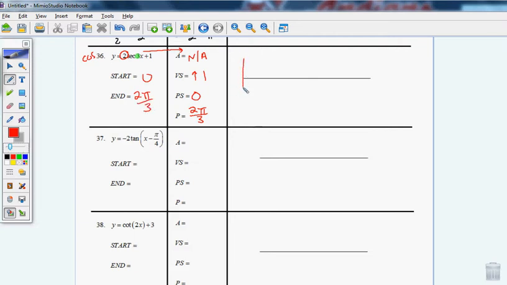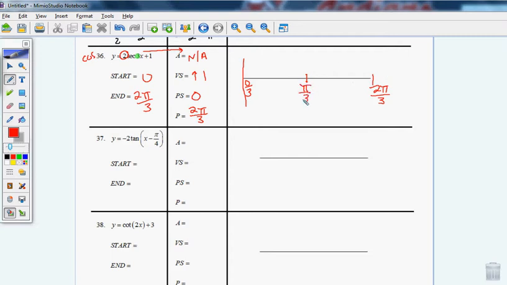So if I start at 0, end at 2 pi over 3, I'll be honest, looking at that unit circle, this might even be a little bit tricky for people to come up with. But this would be the halfway point from 0 to 2 pi over 3. So if you think about this mathematically, that's really 0 over 3. Add the top, double the bottom, 2 pi over 6. That's really 1 pi over 3.